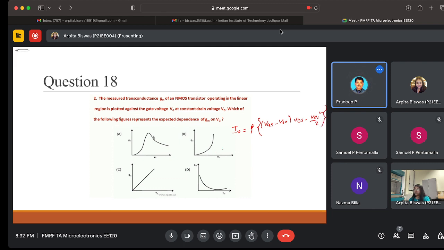So what is the value of transconductance here? Vgs minus Vt, okay, Vds divided by 2. VDS is constant. Yes, yes. Then tell me from here, what is the value of GM?